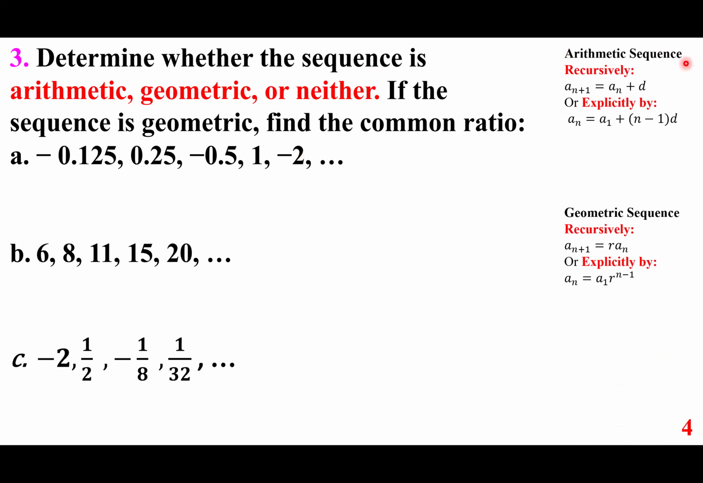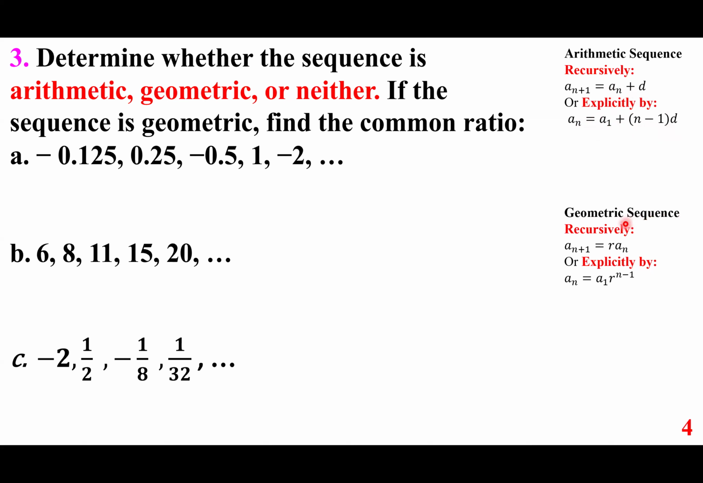An arithmetic sequence happens recursively in the following format: a sub n plus 1 is a sub n plus d. That means if it's an arithmetic sequence and you want the next term, pick the previous one and add a constant. Explicitly it becomes a sub n equals a sub 1 plus n minus 1 times d. That is the arithmetic sequence.